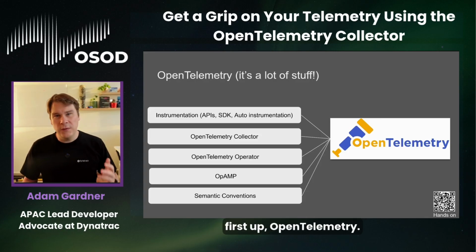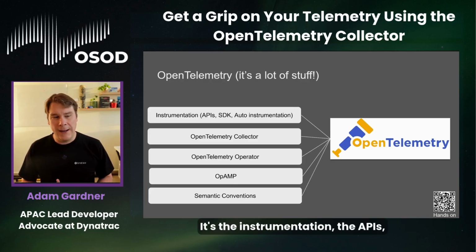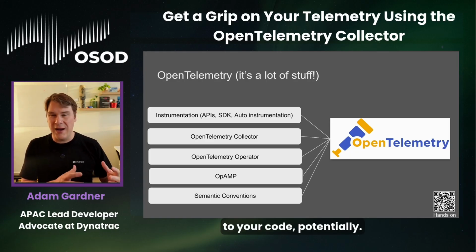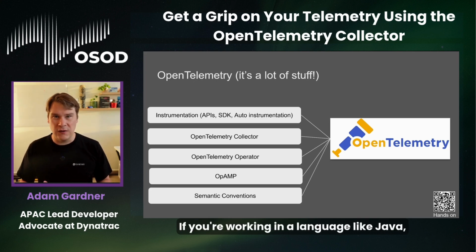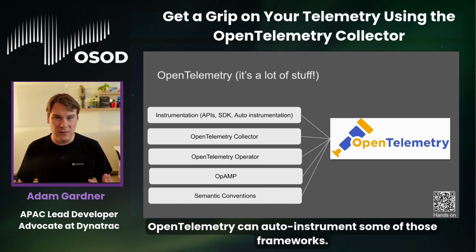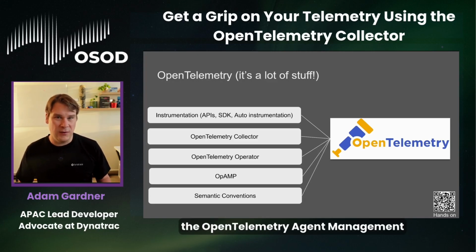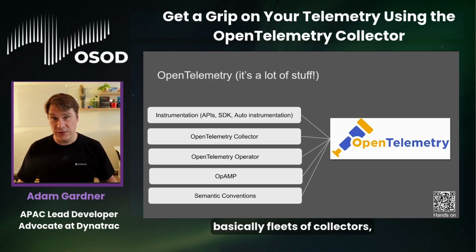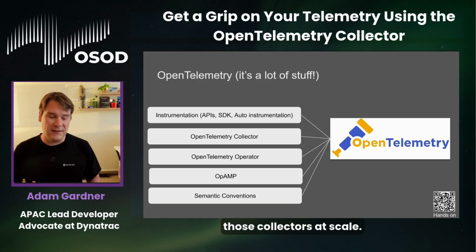So first up, OpenTelemetry. When people talk about OpenTelemetry, it's a lot of stuff. It's the instrumentation, the APIs, the SDKs, all of the code stuff that you add to your code potentially. And it's also the auto instrumentation. If you're working in a language like Java, OpenTelemetry can auto instrument some of those frameworks. It's the OpenTelemetry Collector. It's the OpenTelemetry Operator. It's OpAmp, the OpenTelemetry Agent Management Protocol. So if you're managing fleets of what they call agents, basically fleets of collectors, that's a protocol to be able to manage those collectors at scale.